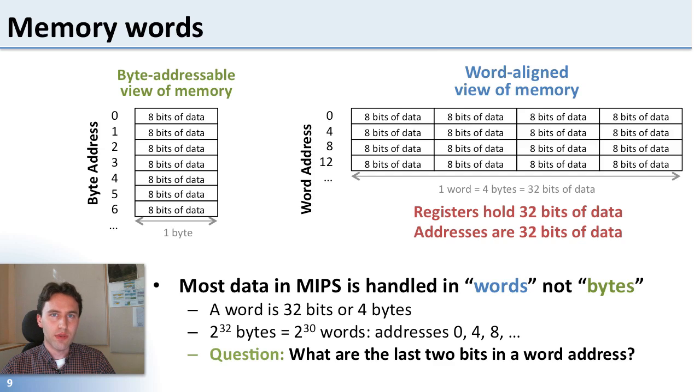Here's a question to think about for the end of this section. What are the last 2 bits in a word address? So in a byte address, you go through every address, 1, 2, 3, 4, 5, 6, 7, all the way up. But in word addresses, you go 0, 4, 8, 12. What does this tell you about the last 2 bits in that address?